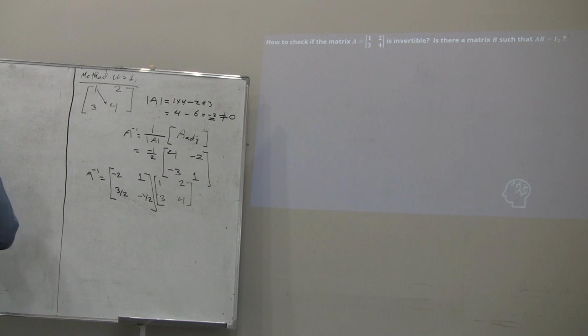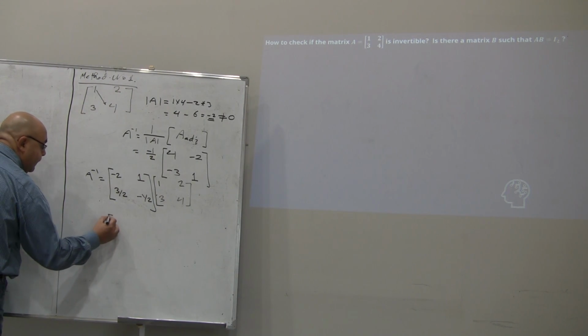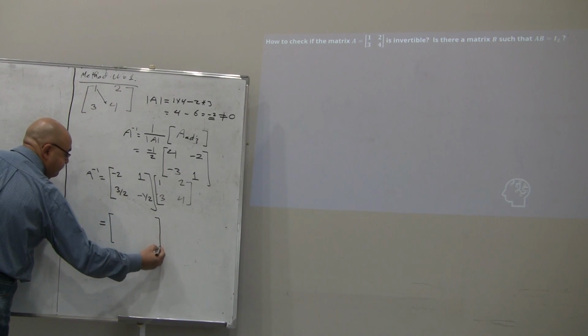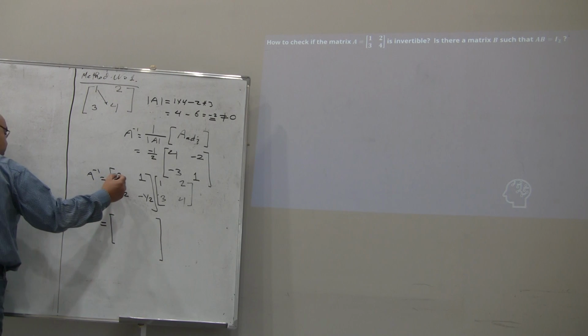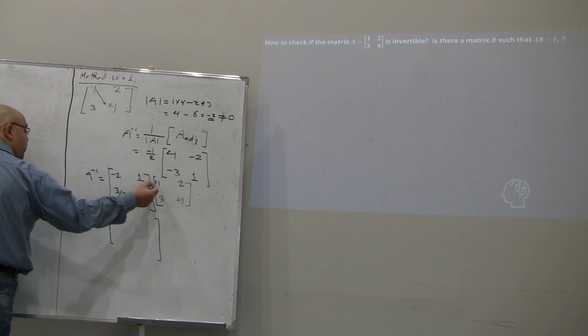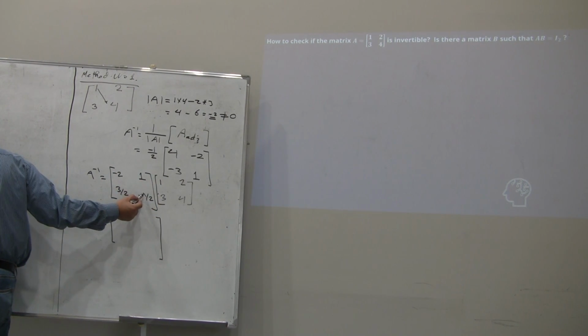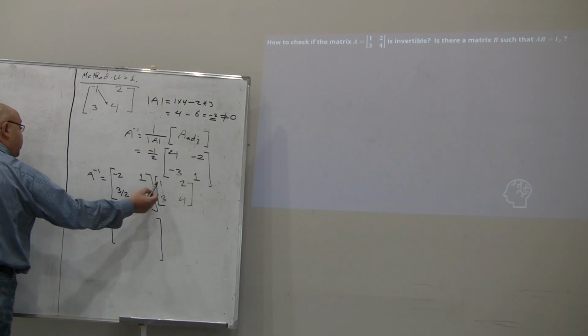How to multiply matrices, Mr. Hazim? You will multiply, yes, right, the first row by the first column. Multiply. Negative 2 times 1.